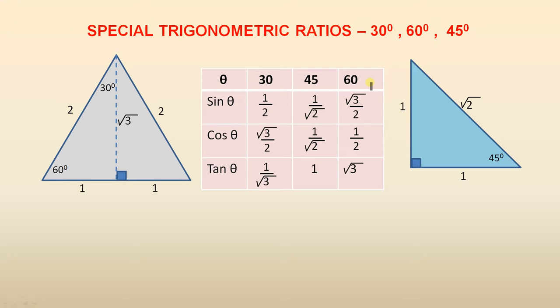Now for 60 degrees, we come back to this diagram. Sine 60, opposite over hypotenuse, square root of 3 on 2. Cos of 60, adjacent over hypotenuse, which is a half. And tan of 60, opposite over adjacent, which is the square root of 3.